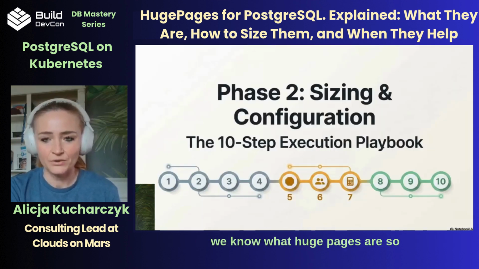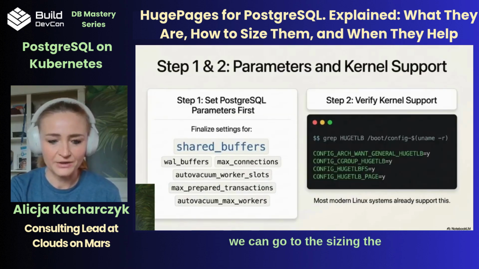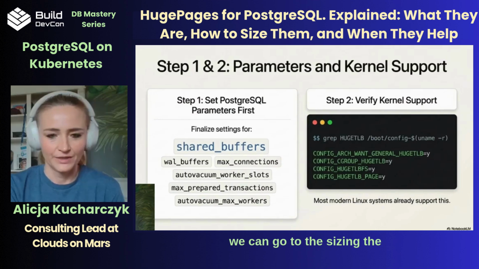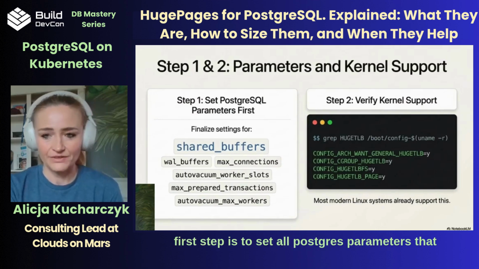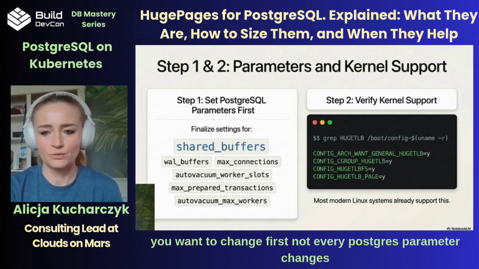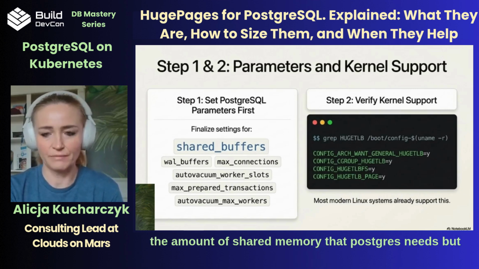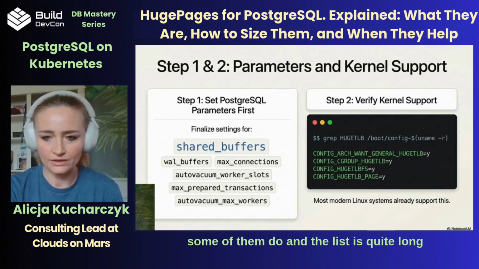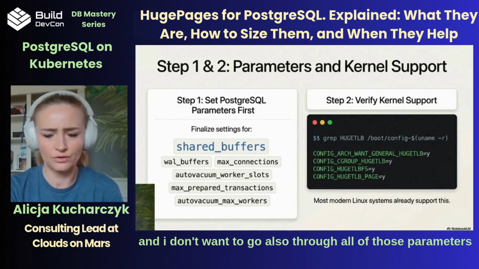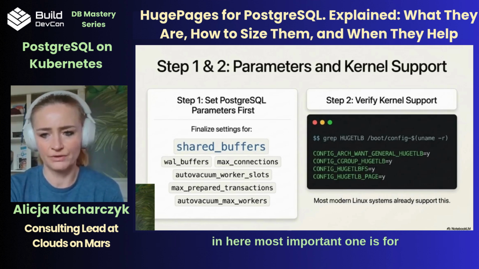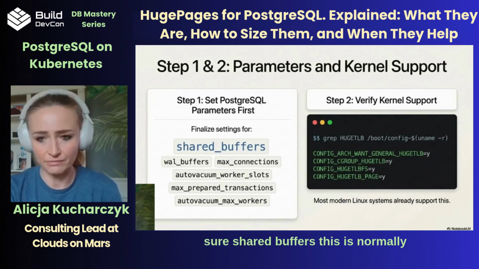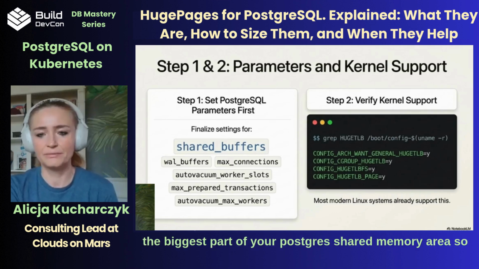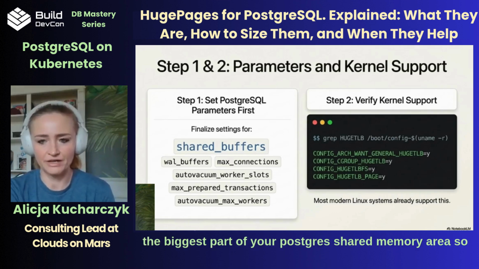Now we know what HugePages are, so we can go to the sizing. The first step is to set all Postgres parameters that you want to change first. Not every Postgres parameter changes the amount of shared memory that Postgres needs, but some of them do. And the list is quite long. And I don't want to go through all of those parameters here. The most important one is for sure shared buffers. This is normally the biggest part of your Postgres shared memory area.